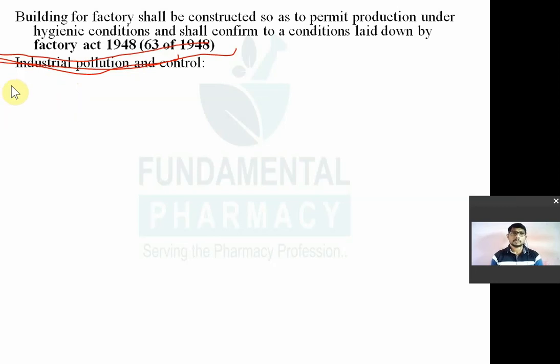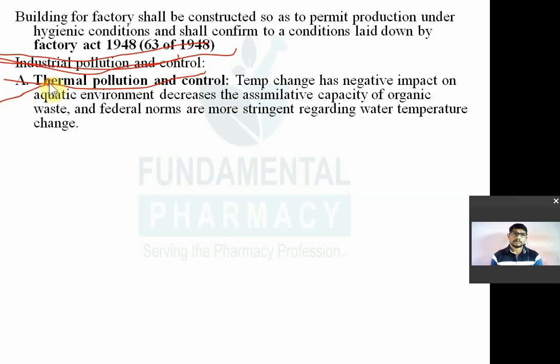Now there are different kinds of pollution in the industry. So industrial pollution and control. Okay. इसके ऊपर भी कभी कोई एक क्वेश्चन आ चुका है ऑलरेडी, so that's why we are taking. First one is the thermal pollution. Thermal pollution and control. So what is thermal pollution? Thermal means heat. So if there is a generation of extra heat and you are just passing that heat to the environment, that is nothing but thermal pollution. Okay, you have to control it.